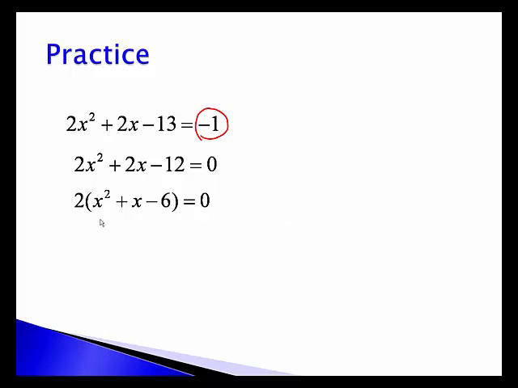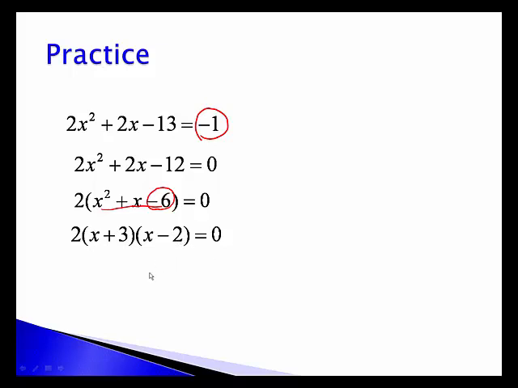Next, we need to say, can I still factor this piece in here? And the answer is yes, I can. I would get 2 times x plus 3 times x minus 2. Remember, I was looking for two things that multiply together to give me a -6, 3 and a -2, and add together to give me a +1, 3 and a -2.